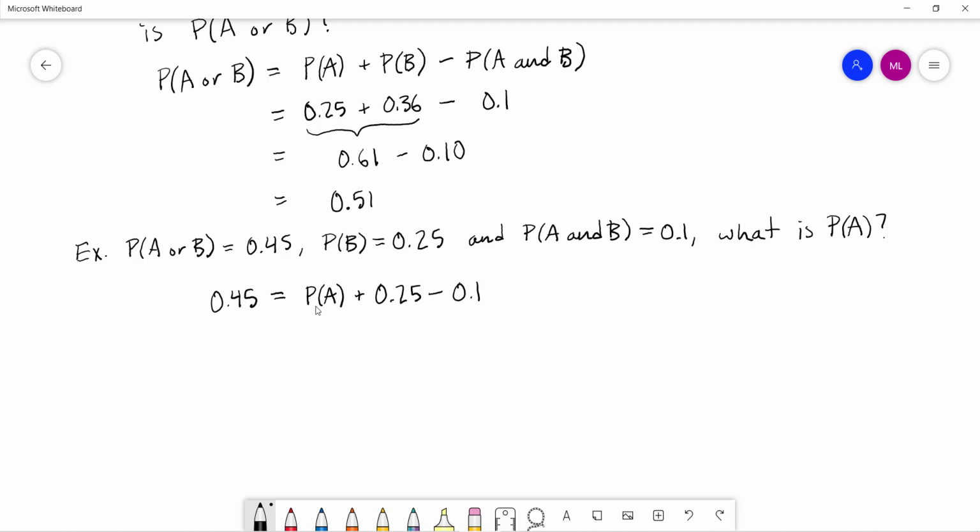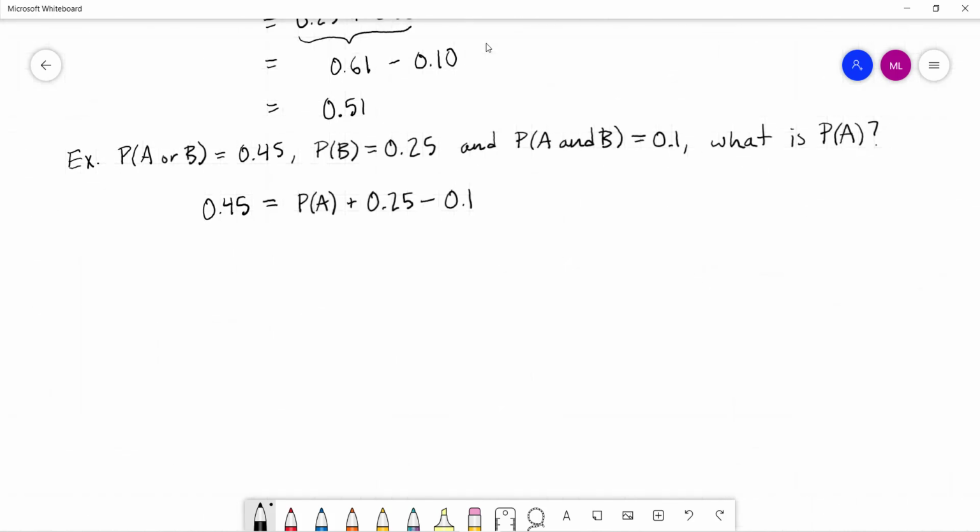And so we have an equation here where we have three of the four pieces given as actual numbers, and the one piece that we don't know is right here, and we'll just have to solve for that. So I can simplify these two numbers first. I can take 0.25 and subtract off 0.1, which again, maybe it's easier to write it as 0.10 to have that 0 as a placeholder. But you can do this on a calculator if you'd like. So 0.45 equals the probability of A plus, combining these two pieces together, 0.25 minus 0.1 is going to give me 0.15.